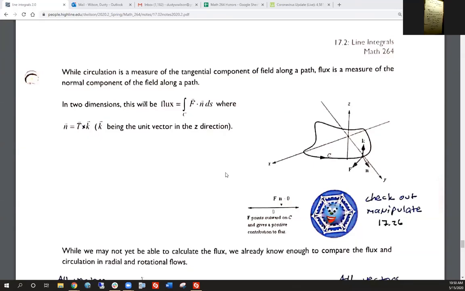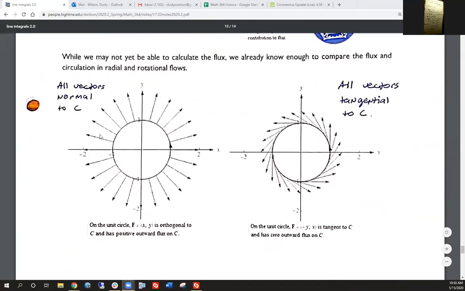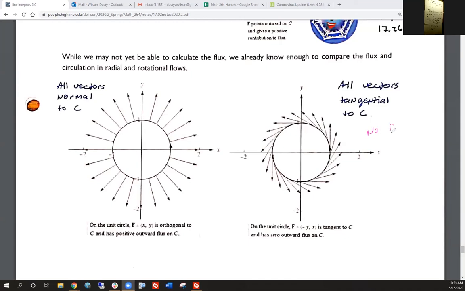And so if you just think about this from a graphical standpoint, when we go back to that radial scenario, all of these vectors are normal, and so you're going to have an outward flux because things are moving out. But in the rotational world where all the vectors are tangential, then you would have no flux. So in this case, you have no flux, and you have max circulation.